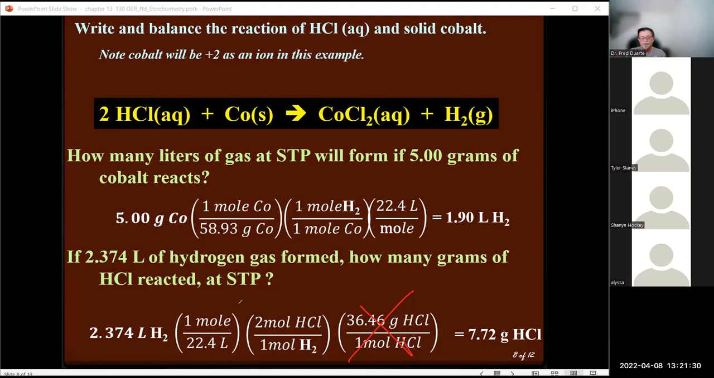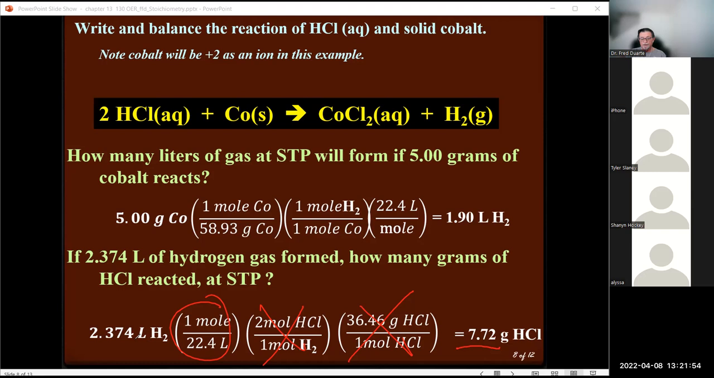The 2 and the 1 obviously are exact numbers, okay? So exact numbers are not utilized in determining sig figs. I mentioned before that the 22.4 is a measurement, and therefore could be a factor in determining the sig figs in your answer. And in this case, it did.